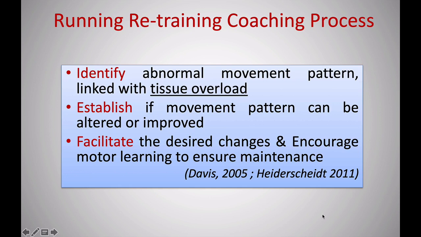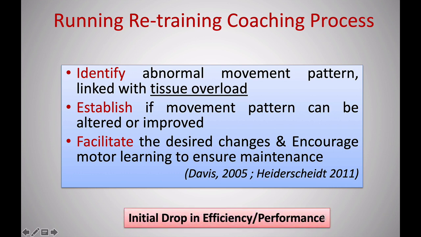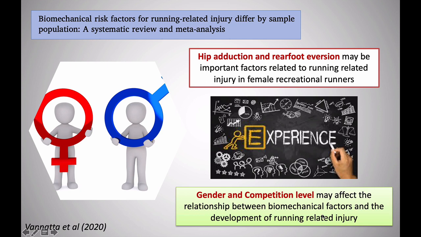Not everything can be changed by gait analysis, so it's really important that you're aware of the limitations of these sort of things. And this is a recent article from Vanata in 2002, looking into biomechanical risk factors for running related injuries. What they found was that it's linked by injury factors, gender, level, and foot strike pattern.